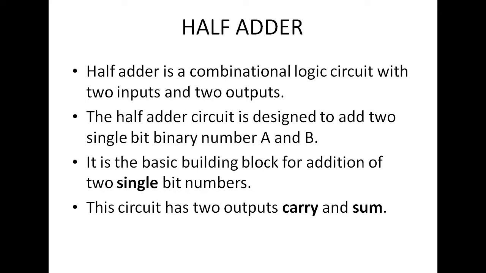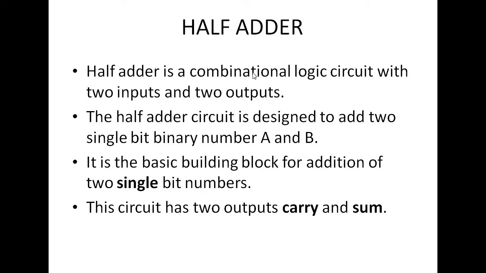Half adder is nothing but addition of 2-bit numbers. Full adder is nothing but addition of 3-bit numbers. This is the difference between half adder and full adder. Half adder is addition of 2-bit numbers. Full adder is the addition of 3-bit numbers. And adder means addition of bits.